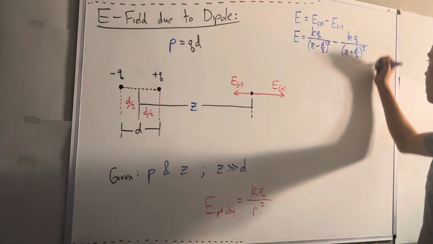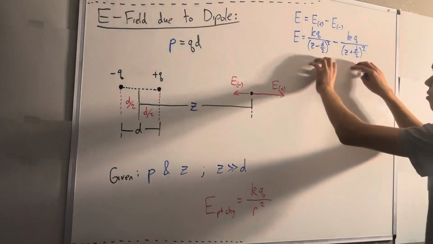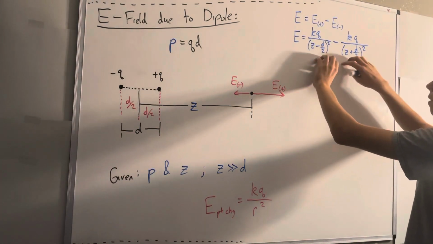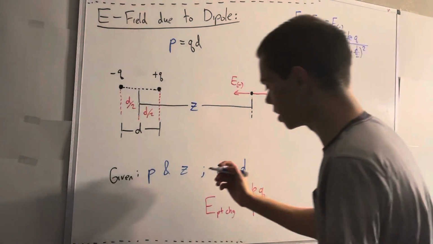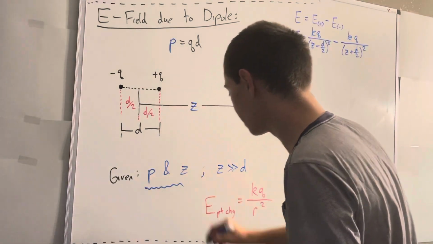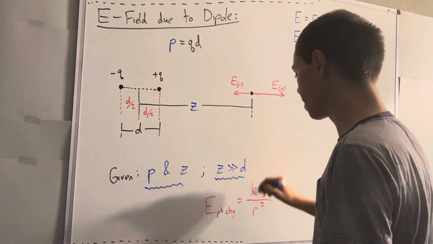Right? And of course, we have to square that. So this right here is basically the electric field we have to evaluate. Basically, you have to make sure we get this such that it fits these conditions, right? We need to make sure it's in terms of P and Z, and we apply this condition as well, right?